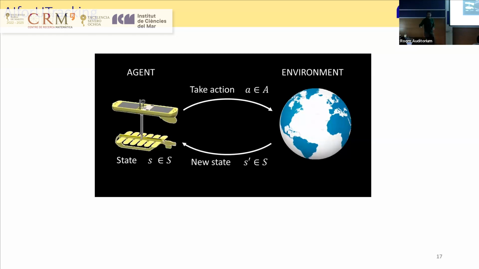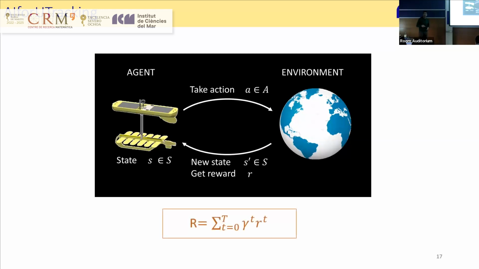So it has moved X meters to the north. And the environment also gives the agent a reward. And what the reinforcement learning algorithm tries to optimize is not only the instant reward, but also the sum of the future rewards, in order to find the optimal actions that the agent should take at each state.